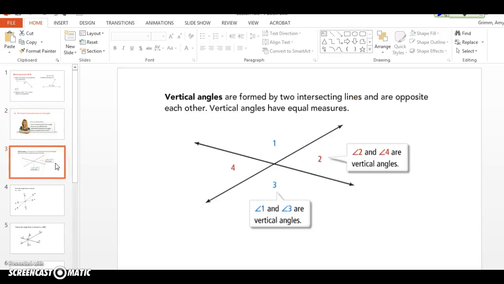Okay, vertical angles are formed when two lines cross, and they're basically vertical from each other. So if I look at angle 2 and angle 4, those two are vertical. They are vertical from each other, across from each other. And that means those two are congruent, which means they're the same.